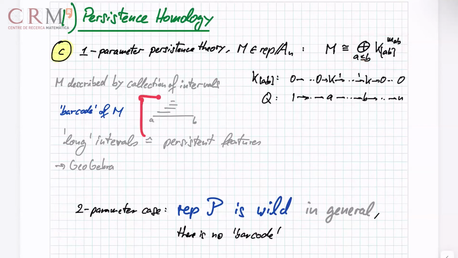So I can draw them in a scheme: a, b, and all the intervals. This is what is called the barcode. And the long intervals correspond to features that persist longer. These are the ones we are interested in.